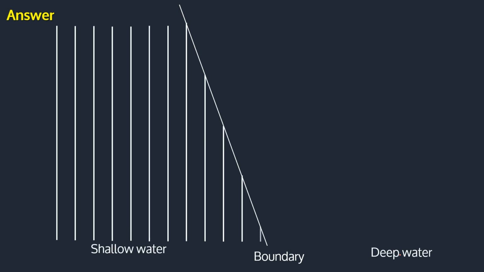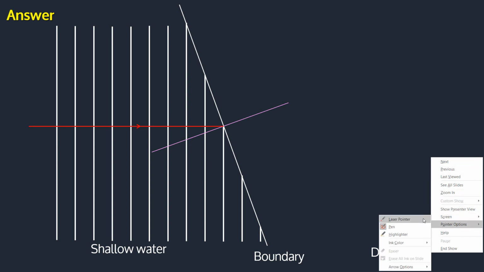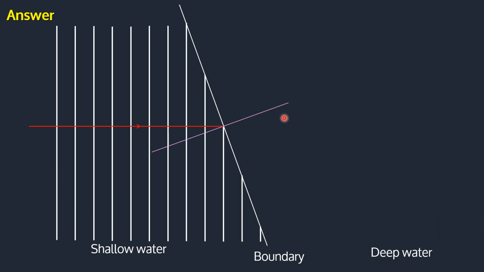It's a surprise. So we have a boundary between shallow water and deep water, and we have our waves incident on that boundary. You draw a ray. The ray is always perpendicular to the incident wave fronts. And at the point of incidence right here, you draw a normal.